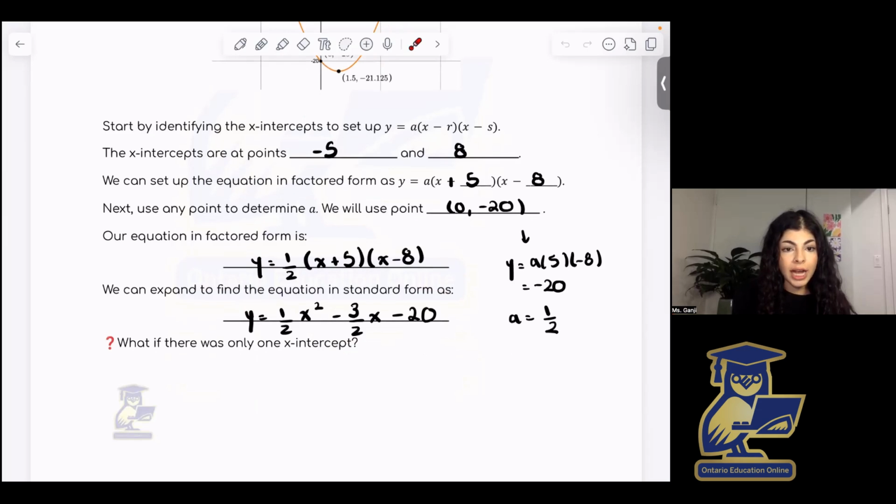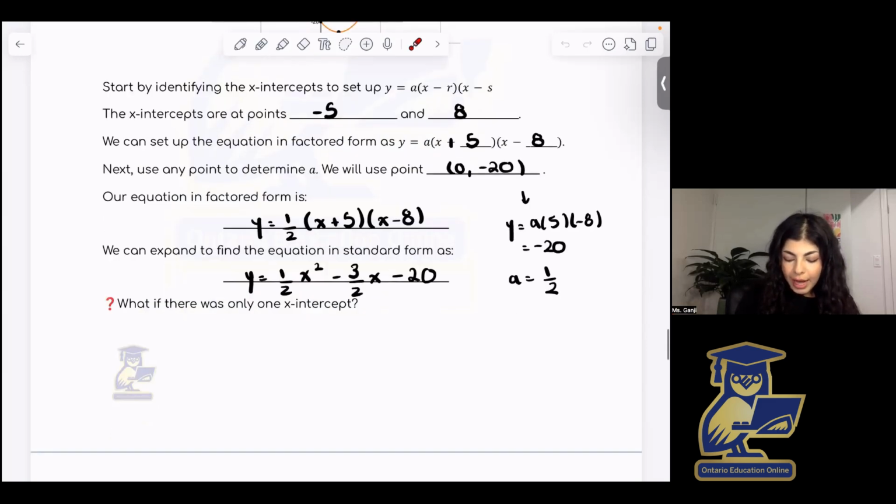If you want an extra challenge, I would recommend now from the standard form, try to factor to get the factored form, using greatest common factor and decomposition method, and see if your answers will match. And one last question we have today is, what if there was only one x-intercept? So whether on the graph or you were told that there's one x-intercept, how would you write the formula?